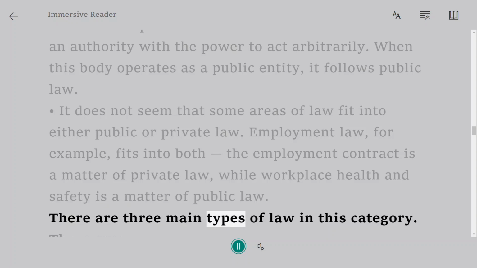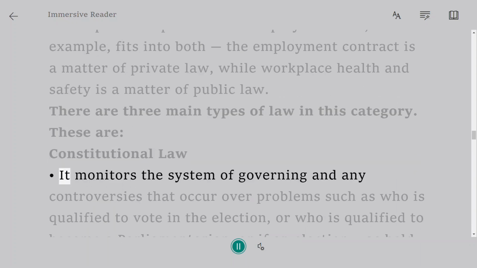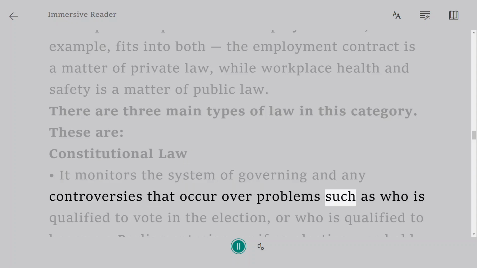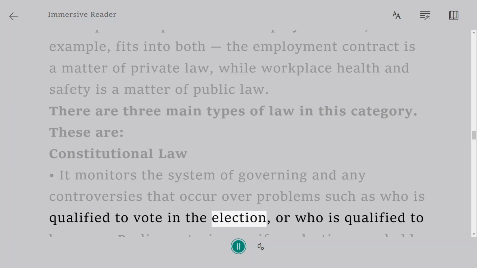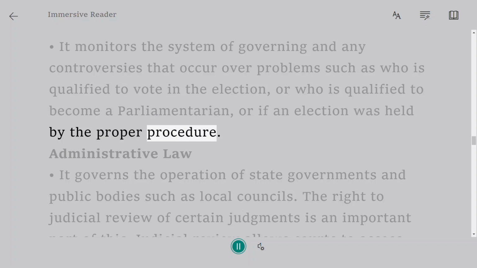There are three main types of law in this category. These are constitutional law. It monitors the system of governing and any controversies that occur over problems such as who is qualified to vote in the election, or who is qualified to become a parliamentarian, or if an election was held by the proper procedure.